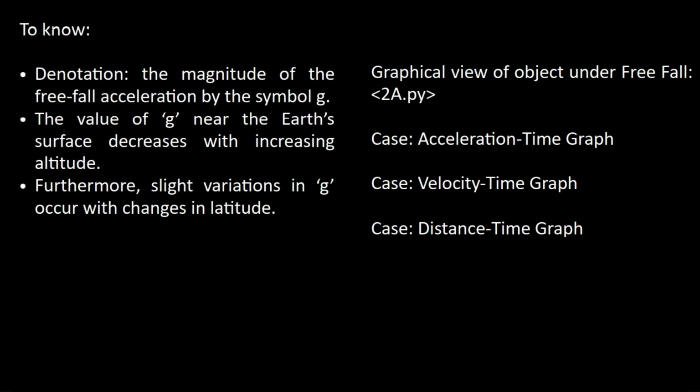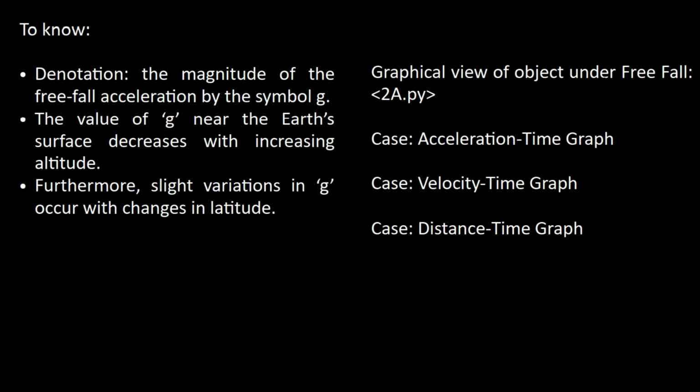So these are the things that we need to know. The magnitude of free falling acceleration as a symbol is represented by g. So we'll see what it means. The value of g near the Earth's surface decreases with increasing altitude. Further, all of this we'll understand with time, guys. Further, slight variation in g occurs when changing latitude. All of this we will prove as well.